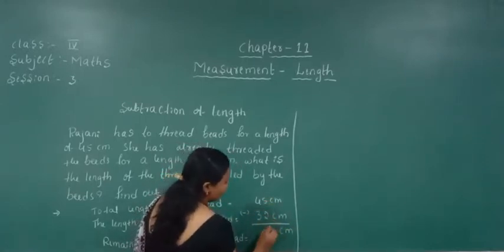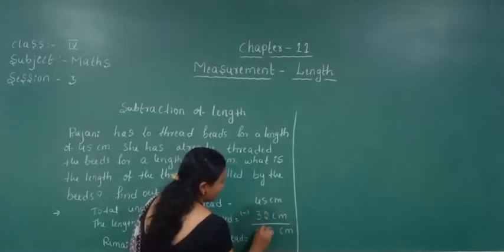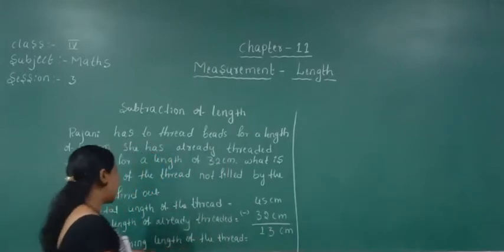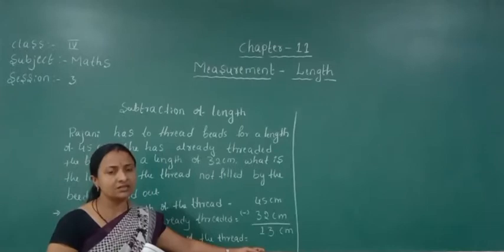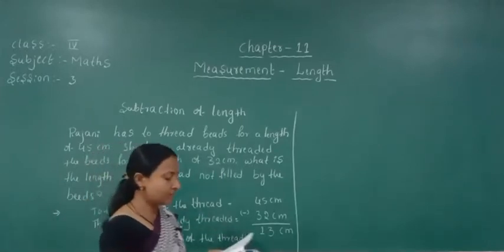5 minus 2 is 3. 4 minus 3 is 1. So the remaining length of the thread is 13 centimeter. Understood this one? Yes.